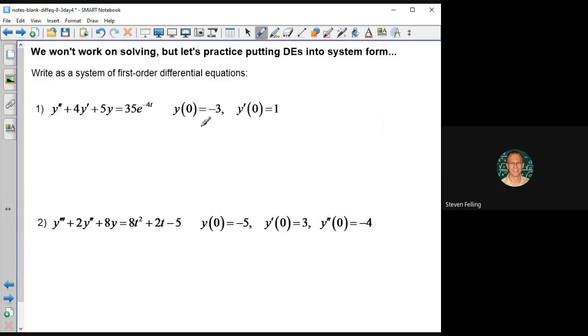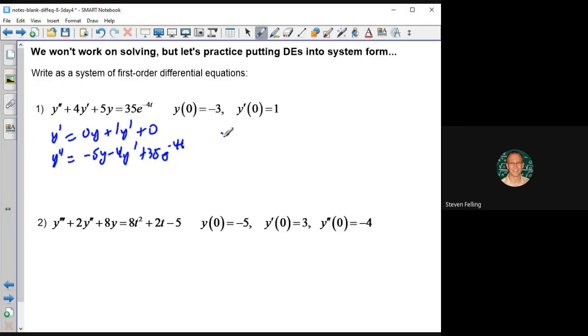Okay, assuming that you've tried after pausing the video to write this as a system, this one should turn out. Let me use blue for this one. We would solve this for the lowest order derivative, right? I'm going to write that down here on the bottom. Y double prime equals, if I move this term over, it's -5y minus 4y prime plus 35 e to the negative 4t. And that means I have to have a y prime here. So it's going to be 0 y's plus 1 y prime plus nothing else.